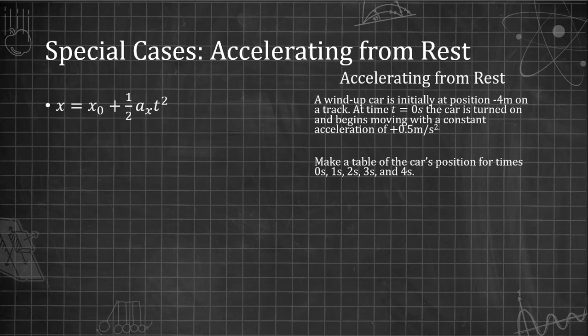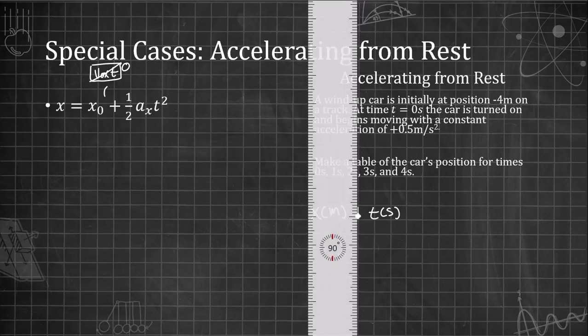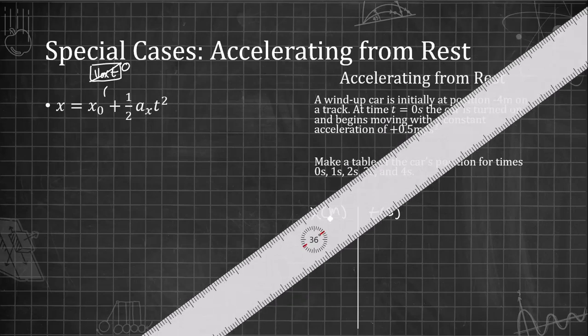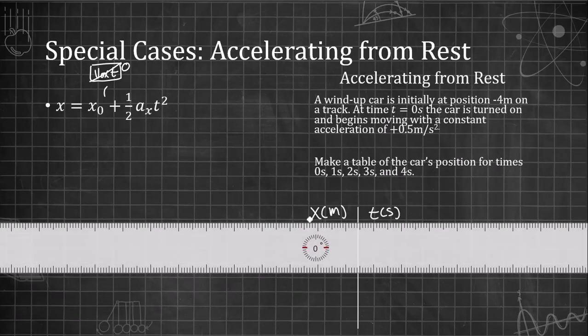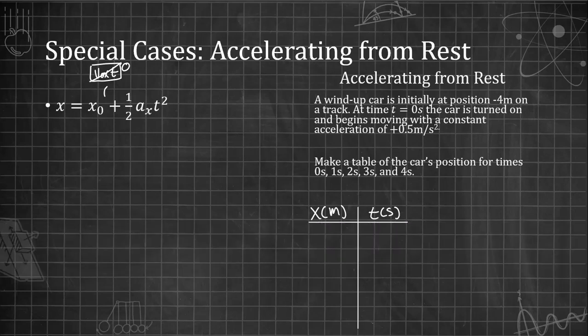Now we'll take a look at another special case where the object is accelerating starting from rest, meaning there is no initial velocity. Remember, this equation is now modified. There used to be a v initial x times t, but when v initial x is 0, this entire term goes away. So we'll do the exact same thing. We'll make a data table and compute the values for x at times t equals 0, 1, 2, 3, and 4, and see how this object moves and where it is located at those different times.